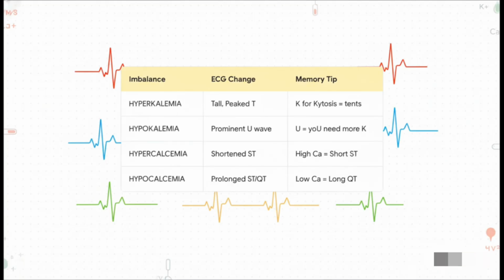For hyperkalemia, you're looking for those big, tall, peaked T waves. They look like little tents. For hypokalemia, the key is the U wave. Just think, you need more K. Now for calcium, it's all about time. Hypocalcemia makes things take longer, so you get a prolonged QT interval. Hypercalcemia speeds things up, so you get a shortened ST segment.